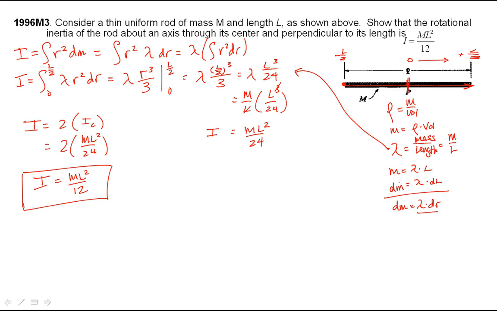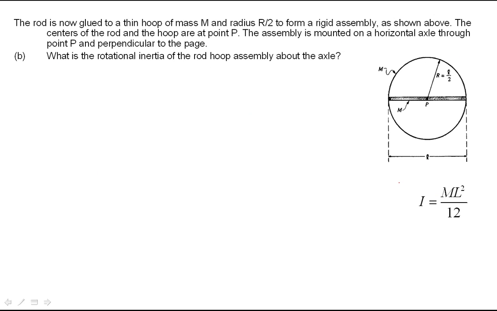Now the second part of this question asks you to find the total moment of inertia when you take our rod and add it to this ring around the outside. So we know the moment of inertia of our rod is ml squared over 12. We just found that. The moment of inertia of a ring, because all the mass is on the outside, is just mr squared. In this case, r happens to be L over 2, so we just have to make sure we don't forget about that.